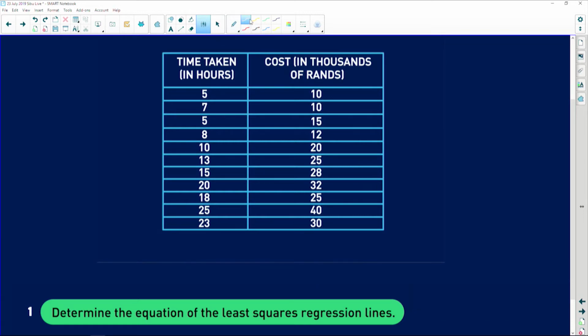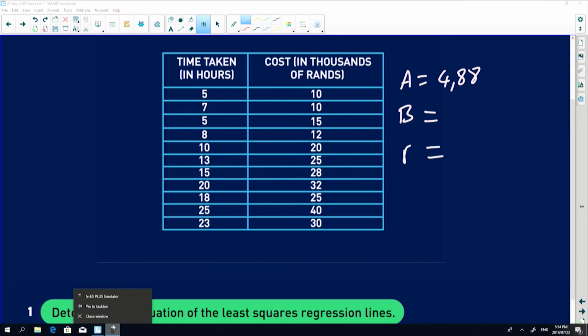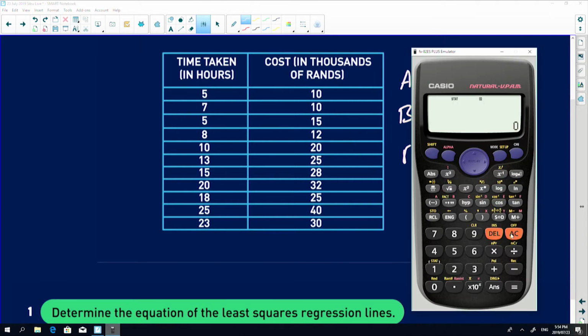Okay, I'm going to write that here. It is 4.88, right? And then we also need B, and then we also need the value of R, because that's what you get under the REG button. Let's go and check out what will happen here.